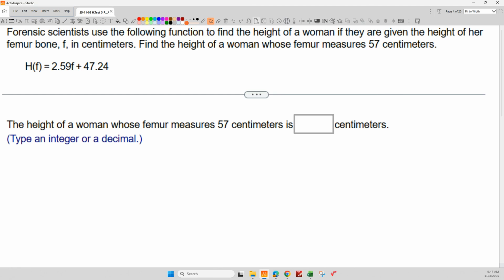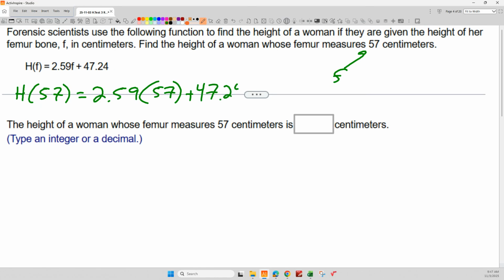Plug it in, right? That's just a value of F, isn't it? So I'm just going to plug 57 in. And that's going to give me 2.59 times 57 plus 47.24.